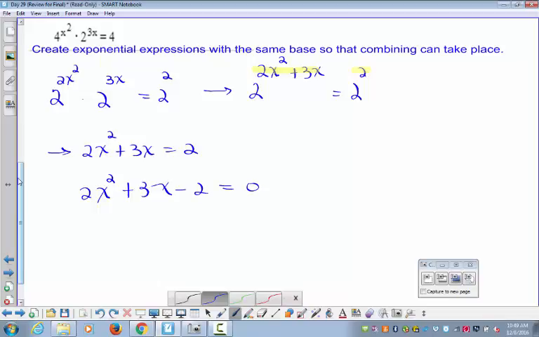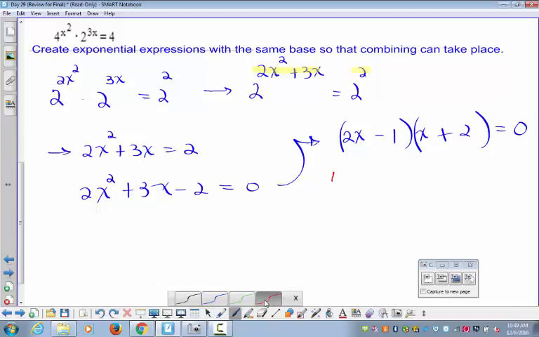Nonlinear equation. Hopefully it factors. If it does, there's not a lot of choice. There's a bunch of primes in there. 2 is a prime, so it would have to be 2x and x, no choice there. That 2 is also a prime, so we can only have a 2 and a 1. We just have to pick the right place. So we're going to go plus 2 and minus 1, which should do it for us. Gives us 4x minus 1x for the middle term.